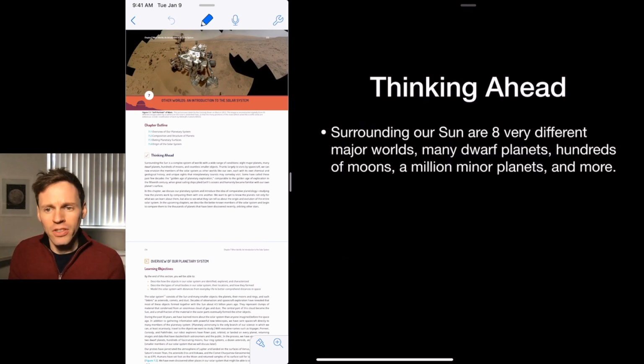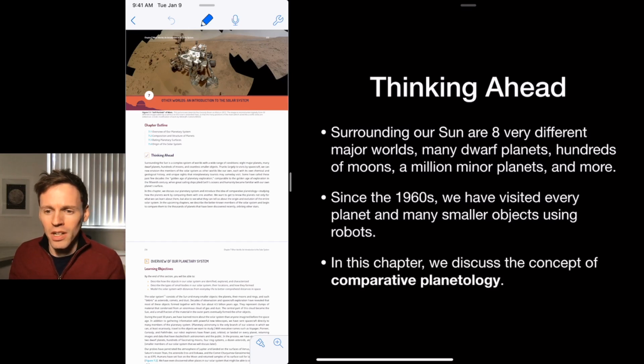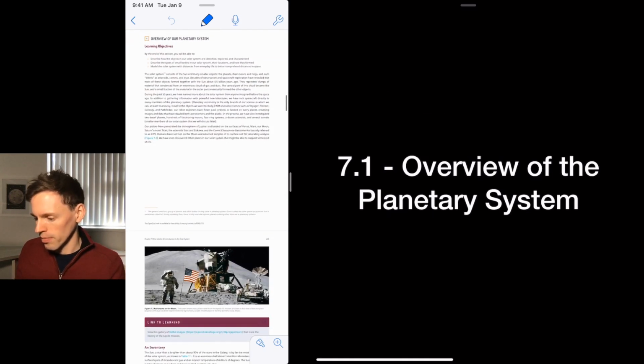So, surrounding our sun are 8 very different worlds, a lot of dwarf planets, hundreds of moons, a million minor planets, asteroids, comets, all kinds of stuff. And since the 1960s, we have visited every planet and many of the smaller objects using robots to learn a lot about them. So in this chapter, we're going to talk about what we've learned about these things and then discuss the concept of comparative planetology, which is when we compare planets to each other to learn about planets in general. Okay, so let's start by talking about our solar system.